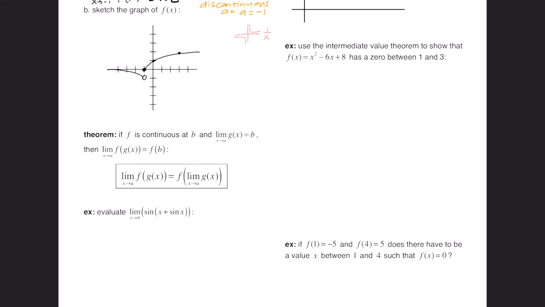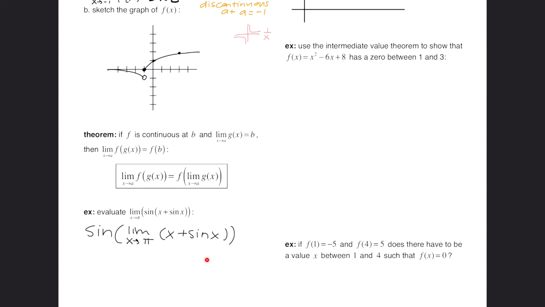We have the limit of sine of x plus sine. So to evaluate it, we have a composition of functions. We have sine of x plus sine. So we can pull this sine, because it's the outer function, to the outside, and then we can take the limit of the inside function.